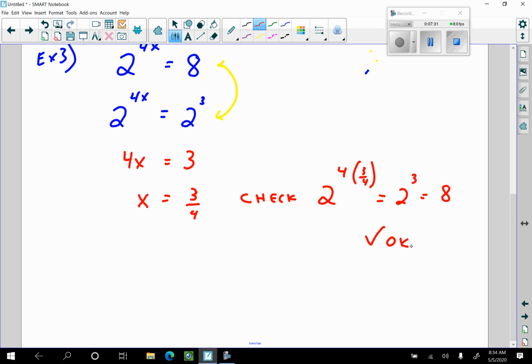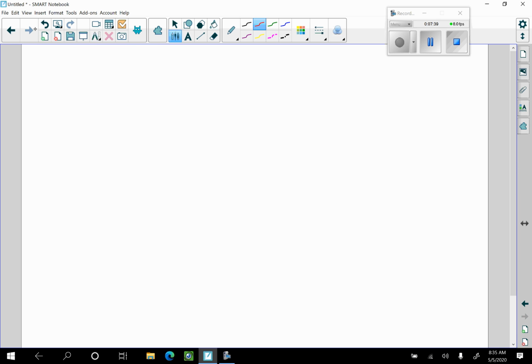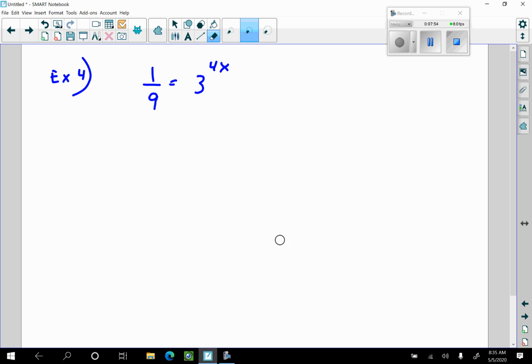All right, so let's do another example here. Let's do one here. Here's example 4. I have 1/9 is equal to 3 to the 4x. Now I'm not using the base of 2. There's only so many bases that I'm going to use: 2, 3, 4, 5. So, this time I'm going to use base of 3, it looks like. And what is 1/9? 1/9 is the same as 3 to the negative 2.